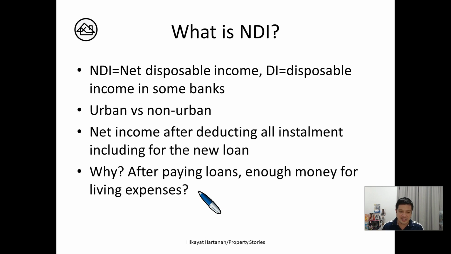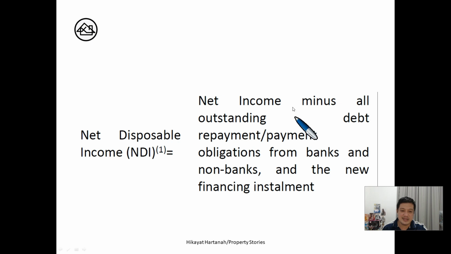So Bank Negara introduced this NDI concept. It's just to answer the question: after paying your loans and your commitments in CCRIS, do you still have enough to live on? So this is the formula: net income minus all outstanding debt repayment or payment obligations from banks and non-banks, and the new financing installment. I'll show you how to calculate later, alright?